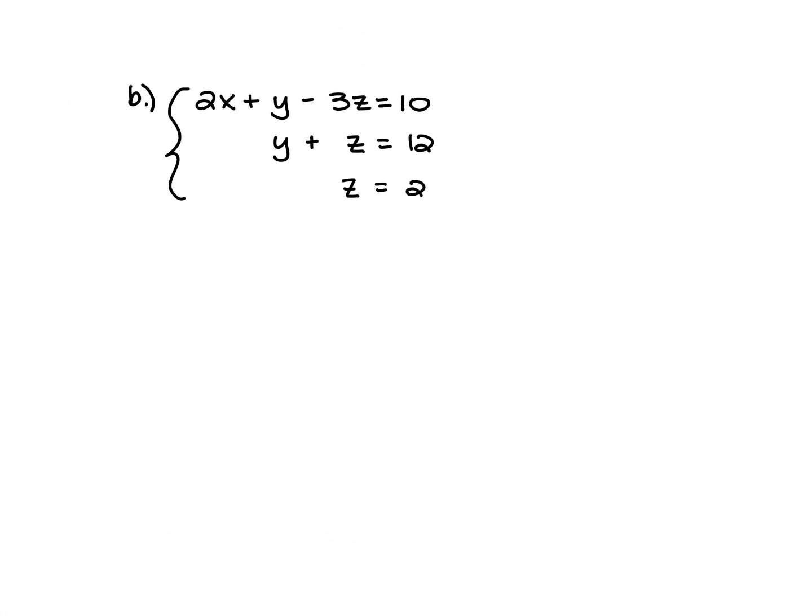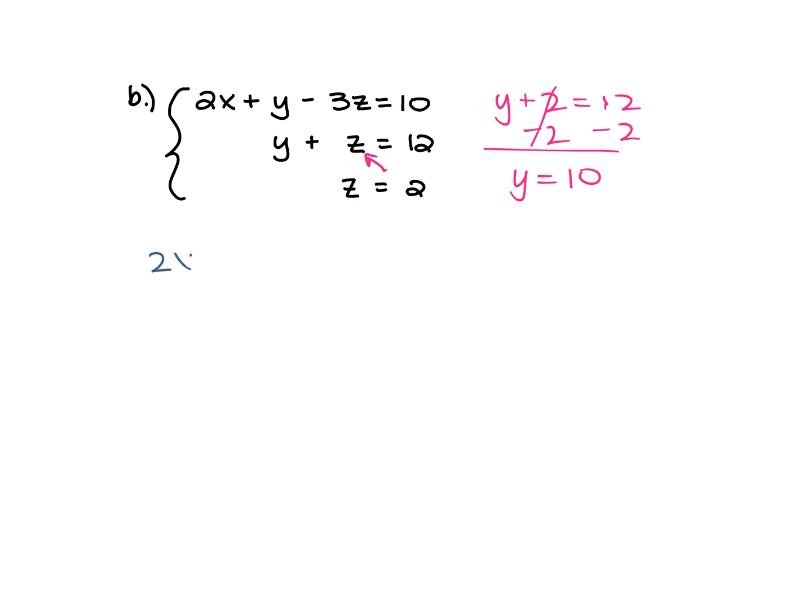For b, we have 2x plus y minus 3z is equal to 10, y plus z is equal to 12, and z is equal to 2. Take that 2, plug it in for z in the middle equation, solve for y. That's y plus 2 is equal to 12. Subtract your 2 over. That gives you y is equal to 10. Take both your z and your y, plug them into the top equation, solve for x.